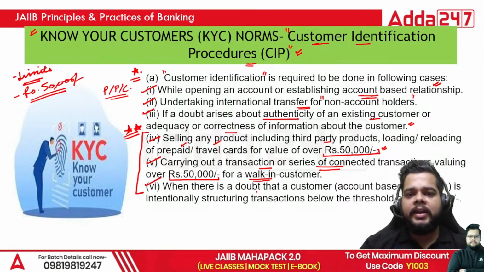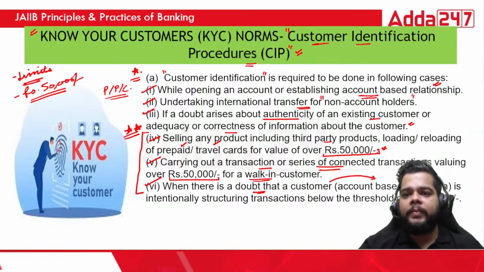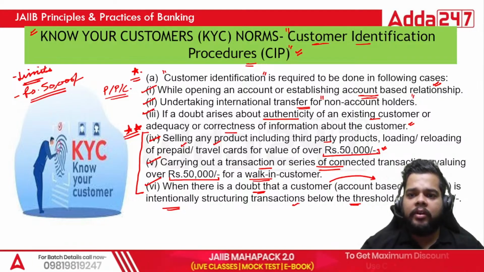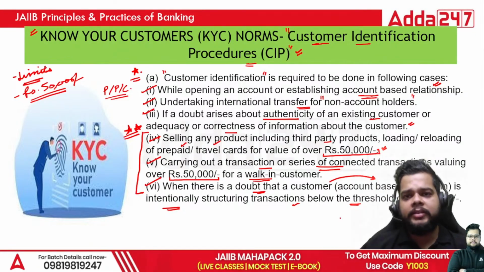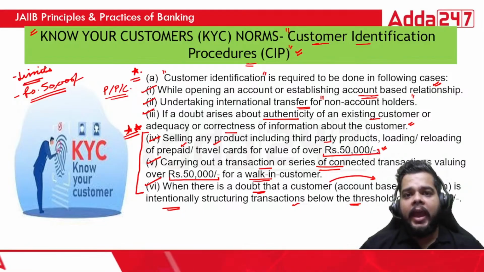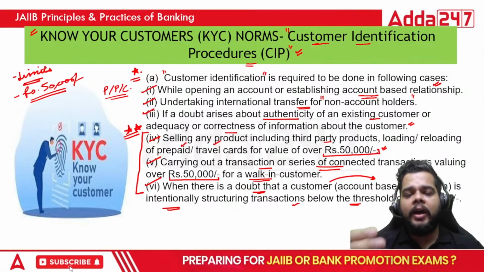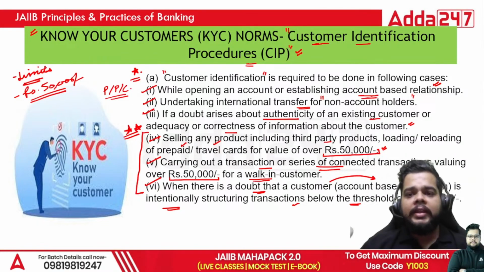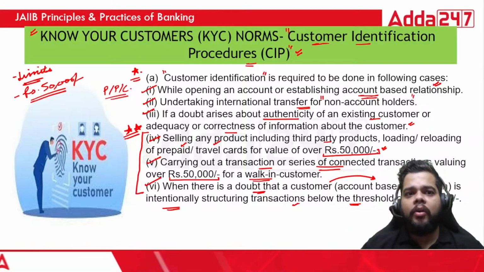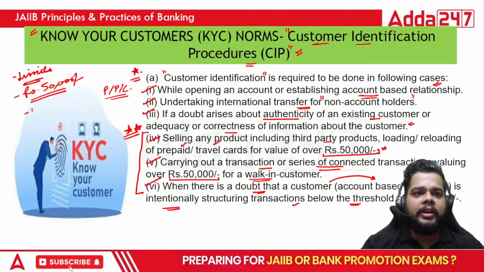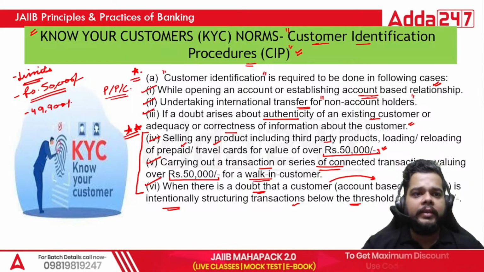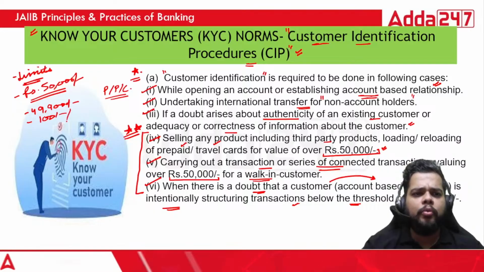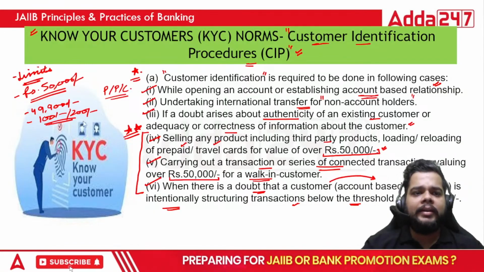When there is a doubt that a customer, account-based or walk-in, is intentionally structuring the transactions below the threshold of rupees 50,000. Now if the customer knows that you will have certain scrutiny if the amount of the transaction is beyond rupees 50,000, what the customer will do is deliberately reduce the amount from 50,000 to, let's suppose, 49,900 rupees, fine, and the remaining amount, that is 100 or for that matter 200 rupees, will be transacted separately.